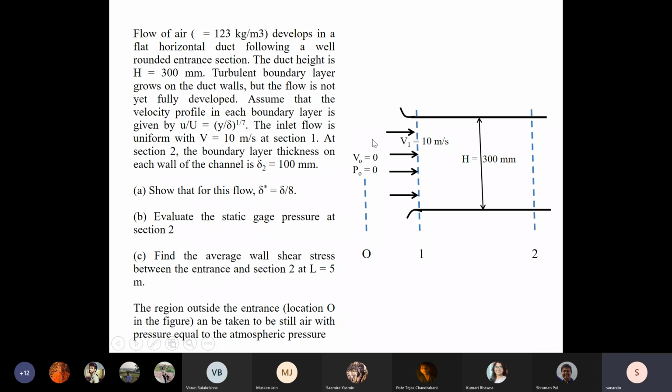In this region, it is still air with a gauge pressure equal to 0. That means the pressure outside is atmospheric, and it's still air, so the velocity is 0. There is flow through this duct, and the boundary layer starts to develop. It has been assumed to be turbulent only, and we need to find out what the pressure is at location 2. Is the statement clear to all of you? Do you have any question on the description of the problem?